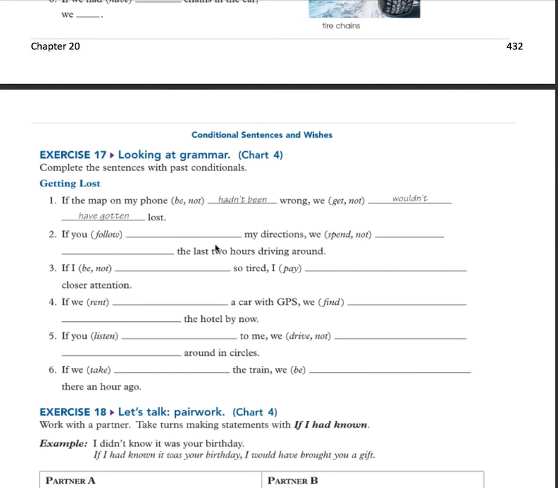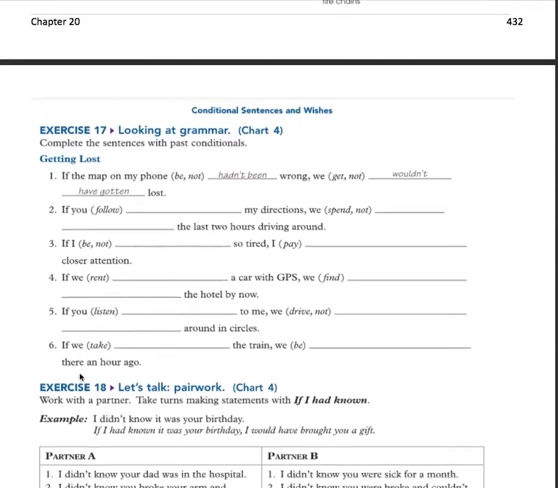If you had followed my directions, so here, because this is had followed, this means past perfect, we would not have spent, with a T, the last 2 hours driving around. If you had followed my directions, we would not have spent, wouldn't have, and then past participle spent the last 2 hours driving around. Do number 3, 4, 5, 6, and then we'll check our answers.